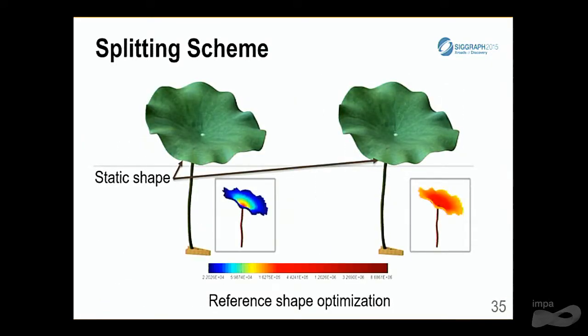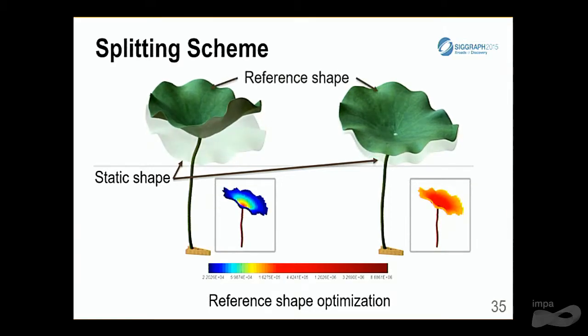And so here are 2 examples. This plant is more deformable, kind of softer than the right one, and so when it's softer, the difference between the reference shape and the static shape is larger than when it's kind of harder.